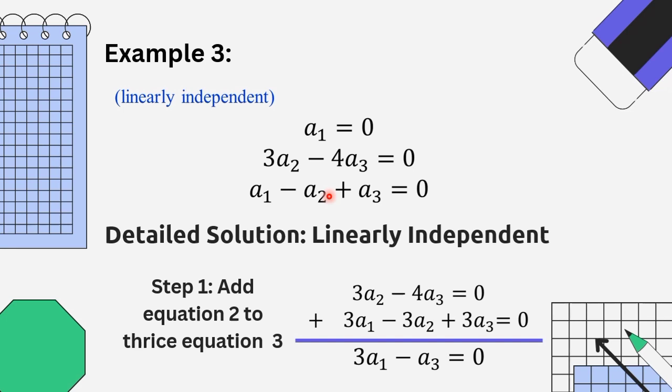So we have step 1, we have to add equation 2 to thrice equation 3, which is similar to our first solution under spanning. So here, if we add equation 2 to thrice equation 3, we will get the values 3a sub 1 minus a sub 3, which is equal to 0. Now let's proceed to the next part.